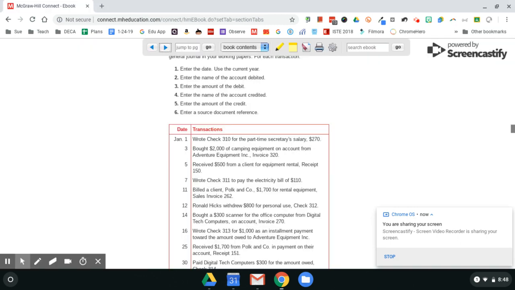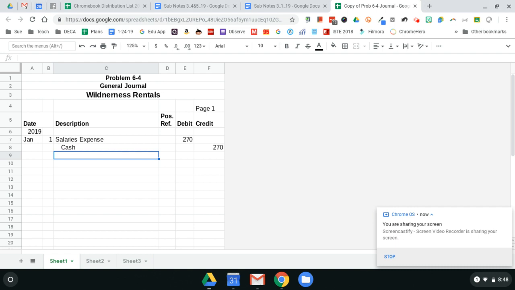And the source document was a check number 310. And here you're supposed to indent even further. So I'm going to do that. Okay, so that's our transaction, the 6 steps: the date, the account debited, the amount of the debit, the account credited, the amount of the credit, and the source document.